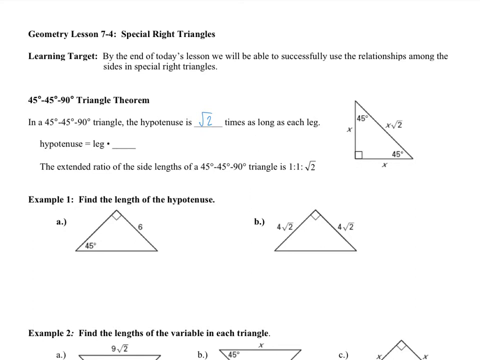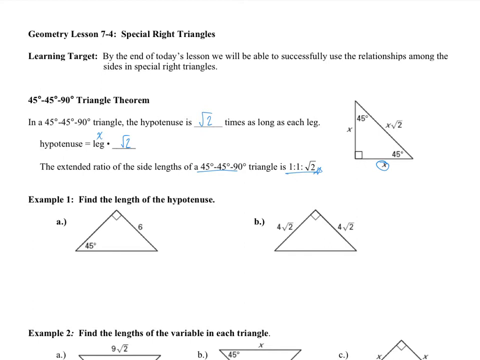long as each leg. So to calculate the length of the hypotenuse, we take the leg x and we just multiply it by square root of 2. And the extended ratio for the side lengths of a 45-45-90 degree triangle is 1:1:square root of 2. It could become useful later.